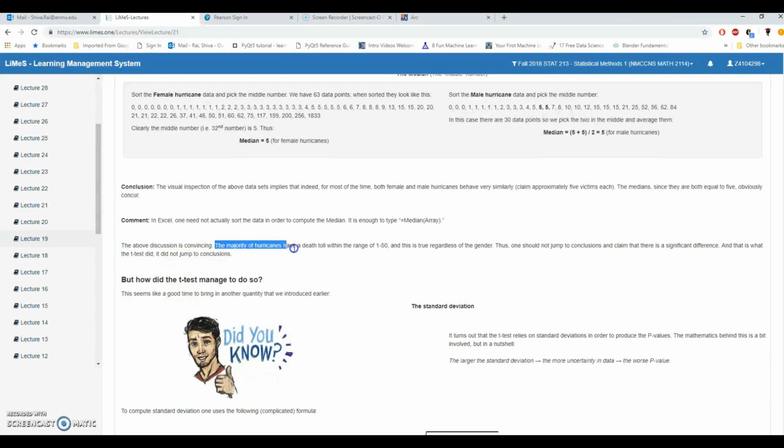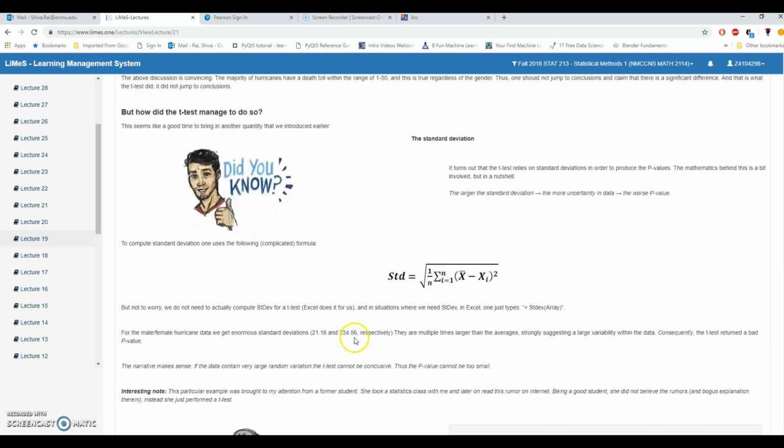The majority of hurricanes have death tolls within the range of 1 to 50, and this is true regardless of gender. Thus one should not jump to conclusions and claim that there is a significant difference, and that is what the t-test did. It did not jump to conclusions. But how did the t-test manage to do so?